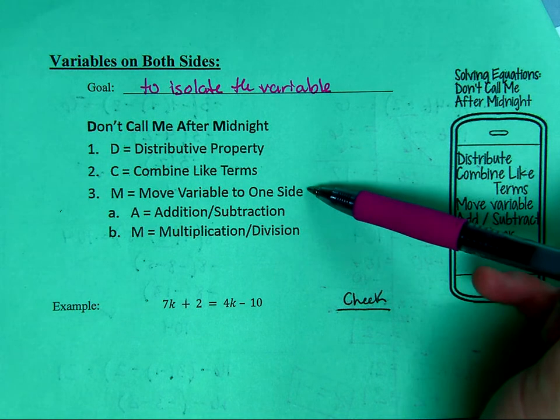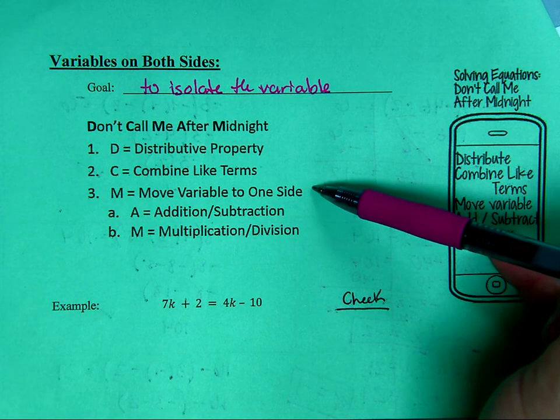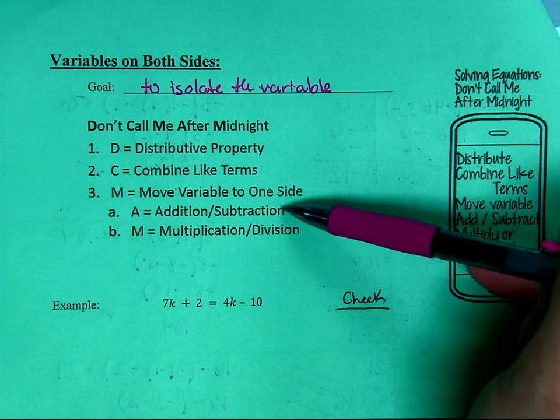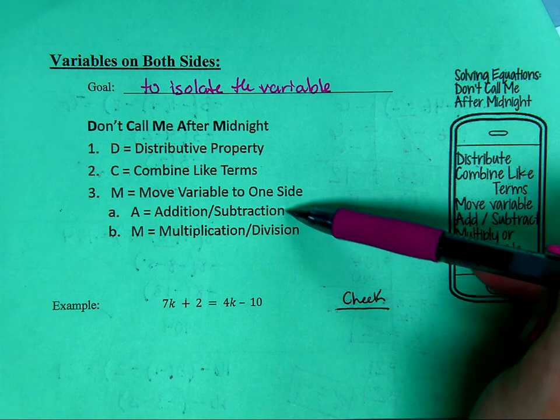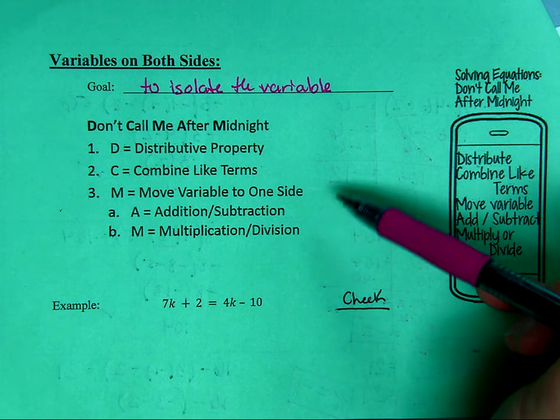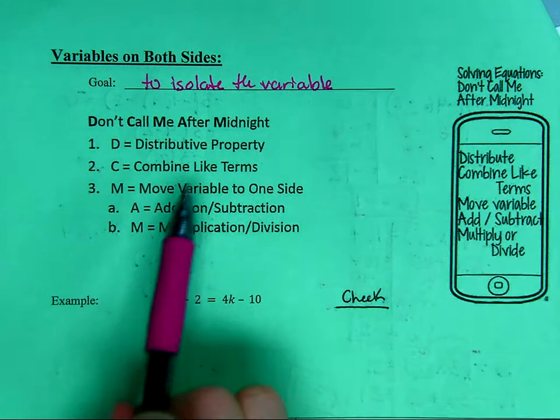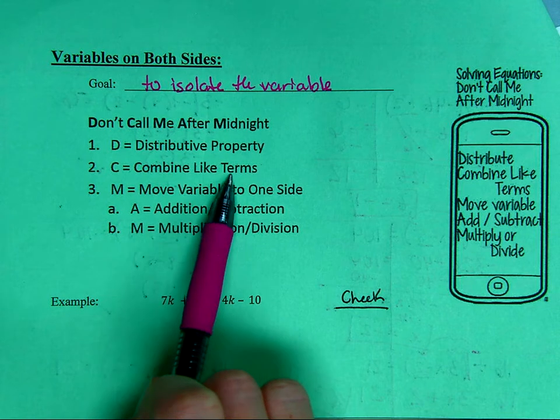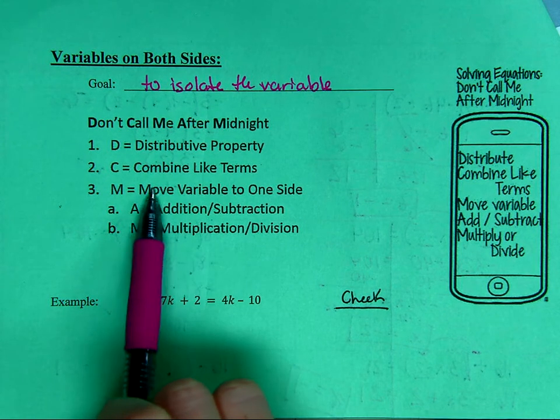Then we'll move the variable to one side. So this is that new step I'll show you how to do today. And then it will turn into like a 1 or 2 step, and so then you'll add and subtract and multiply and divide to get rid of those steps. Just another note, when we combine like terms, remember they have to be on the same side. When they're on opposite sides, we are moving them.